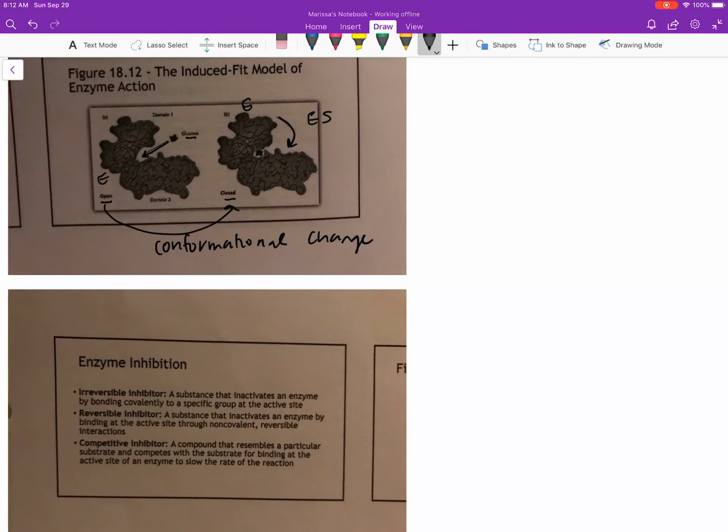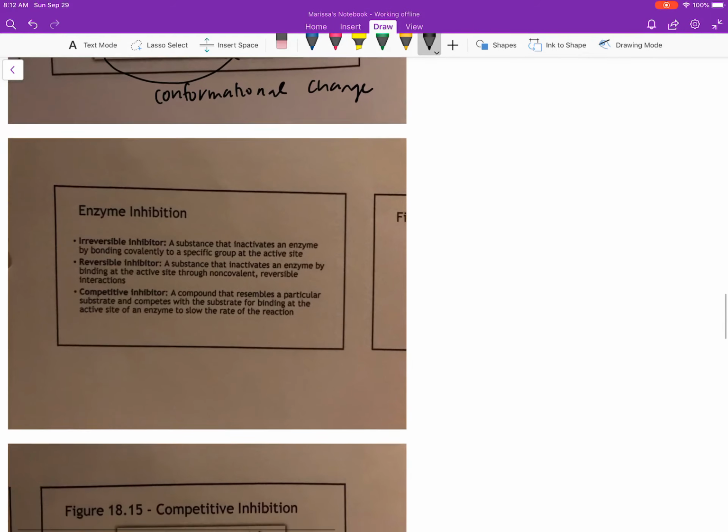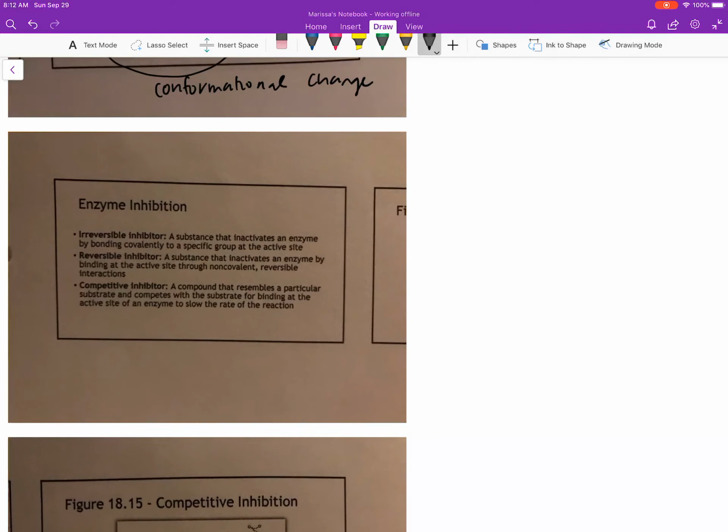Now, there is another thing about enzymes that's important, which is inhibition, because we're talking about enzymes doing an action. Inhibition is going to be really anything that tries to prevent that activity from happening. So we're going to have some terminology.